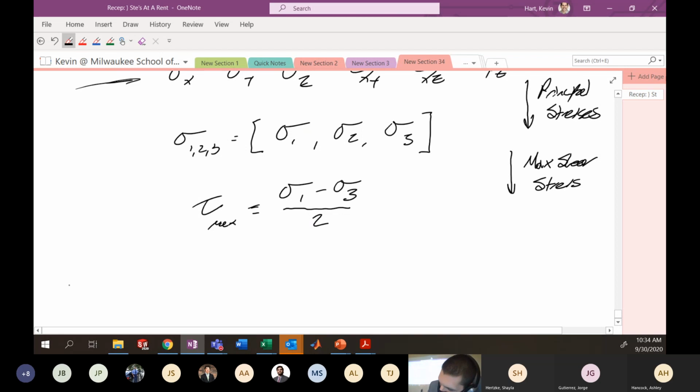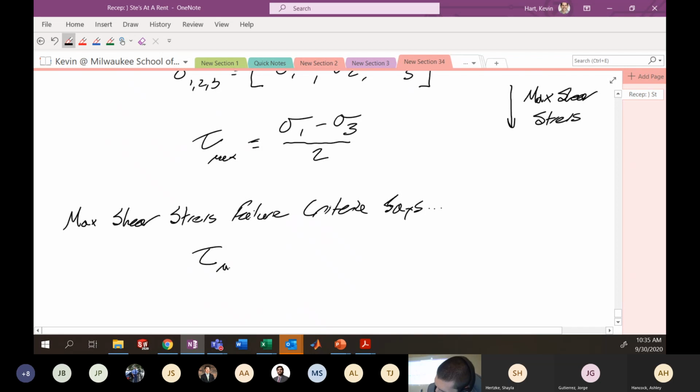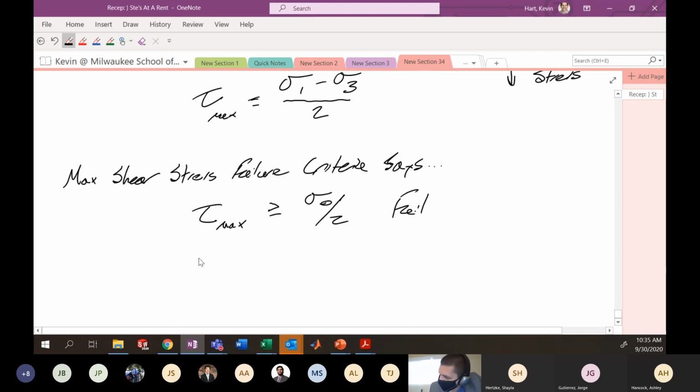The max shear stress failure criteria says that if tau max is greater than or equal to sigma 0 on 2, you fail. And that is generally the condition. There's kind of two values here, but this is generally the condition.